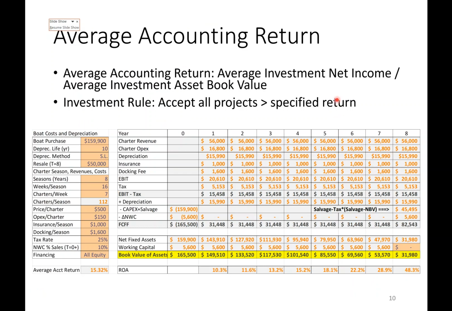So again, you would accept all projects that have some rate of return greater than some specified value. So if you said, I want to accept all projects greater than 10 or 15% return, you would do this project. If you require a 20% return, you would not.